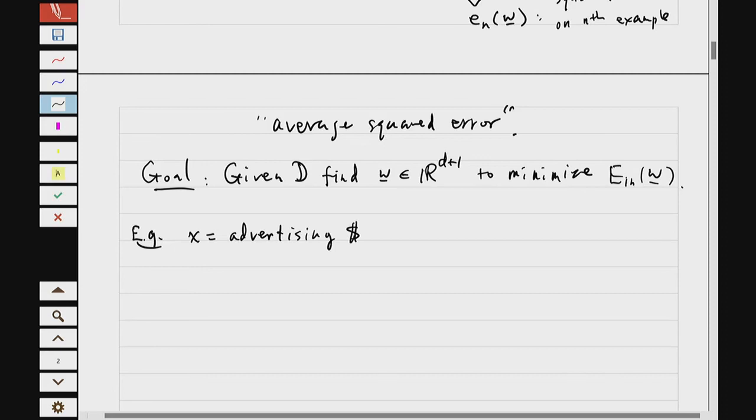Advertising dollars in 1 week. So of course now d equals 1, in this example. And suppose that you have the output, which is the amount of sales that you generate in 1 week. So this is for a company.